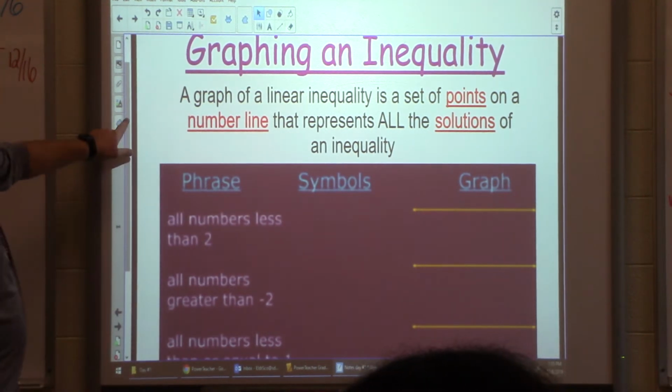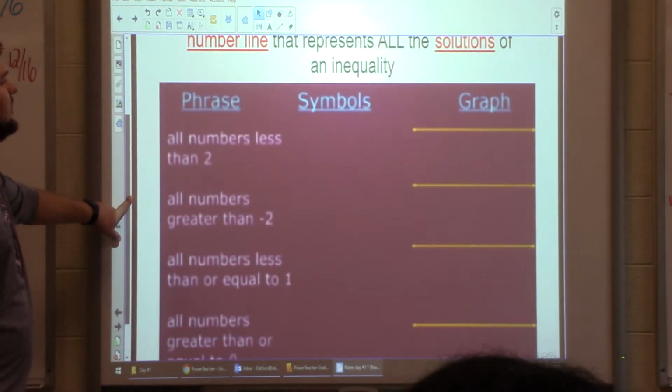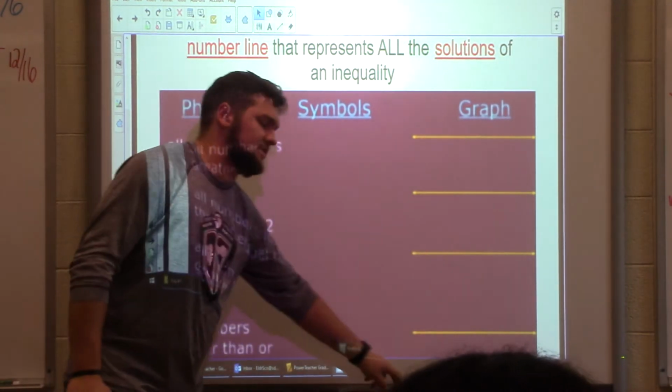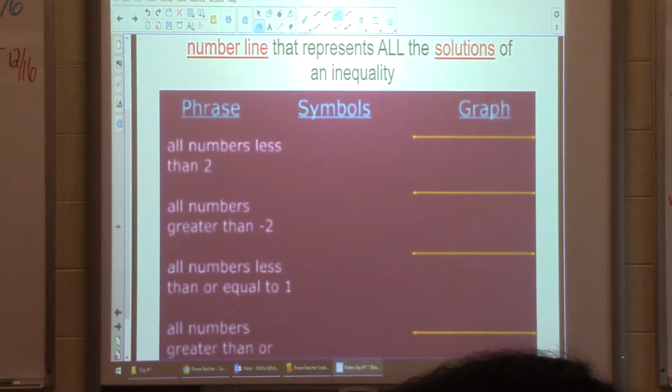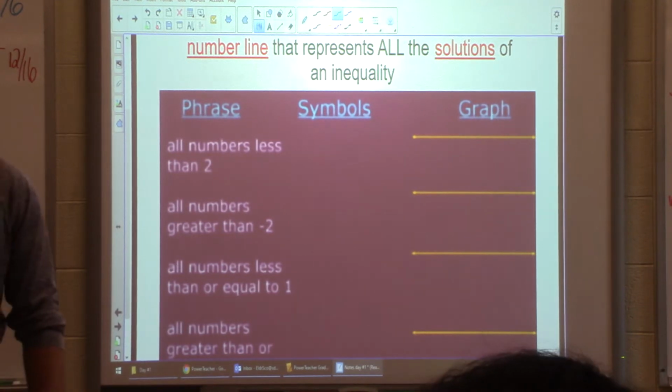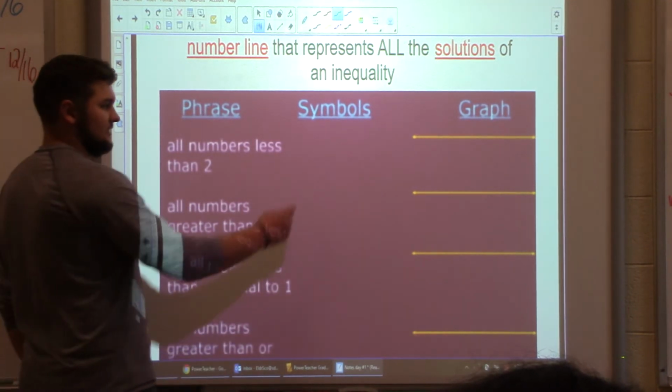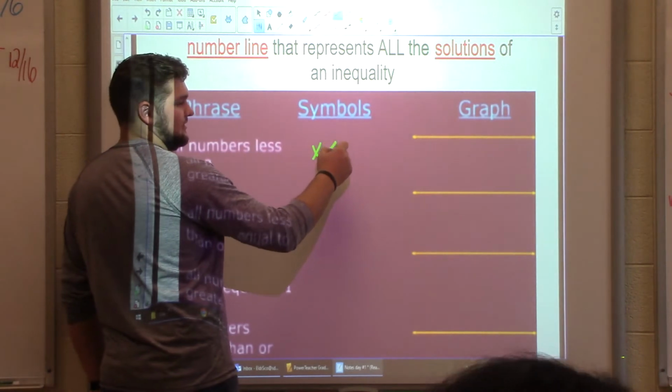So, you should all know how to do this. If I say all numbers less than 2, and I want you to write that with symbols, how would I do that? X is less than 2.